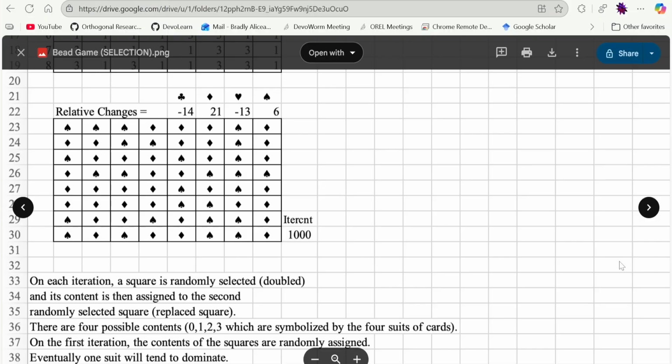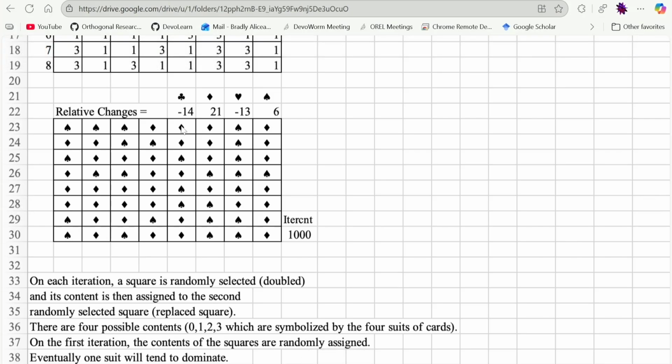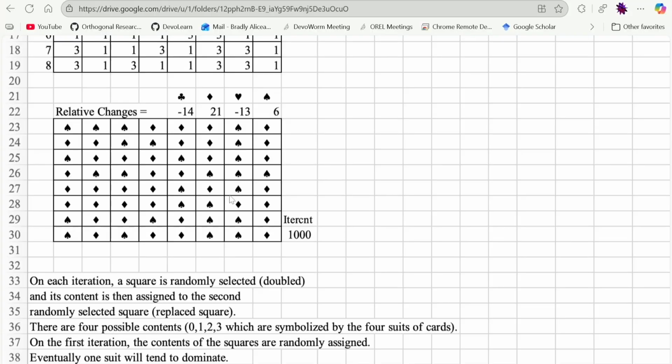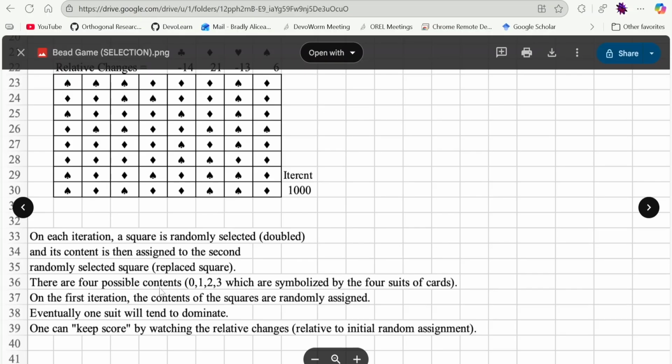And so in this case, I don't think that's the case in this iteration, but for later iterations, say, for example, we look at this, we have all four symbols evenly represented on the board. We keep playing the game as we see here in the rules, and then we end up over time, with enough iterations, getting a single symbol that predominates. So you might have most of the board filled with hearts, or all of the board filled with hearts. So eventually one suit will tend to dominate.